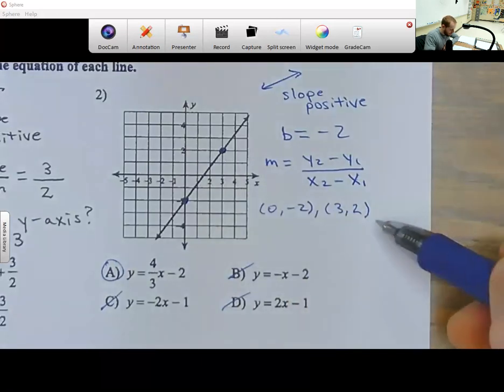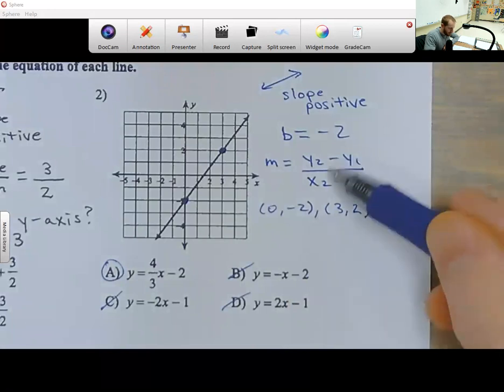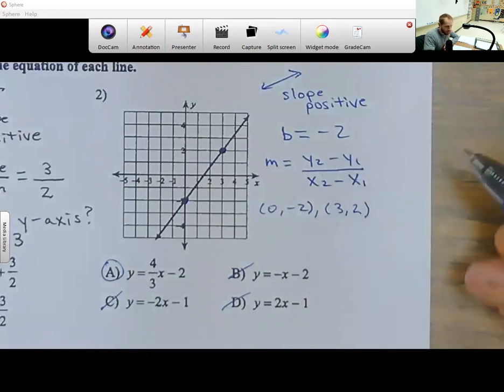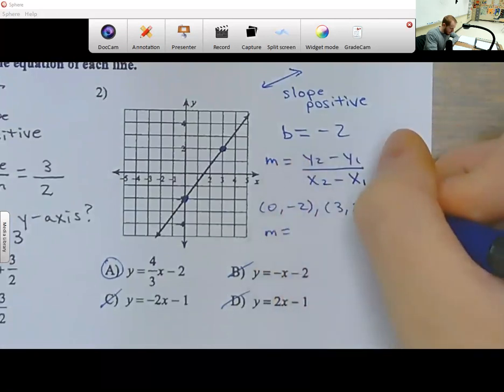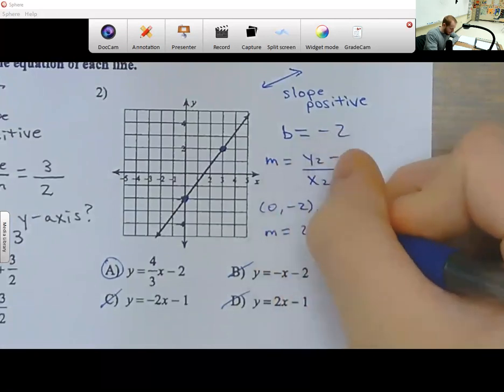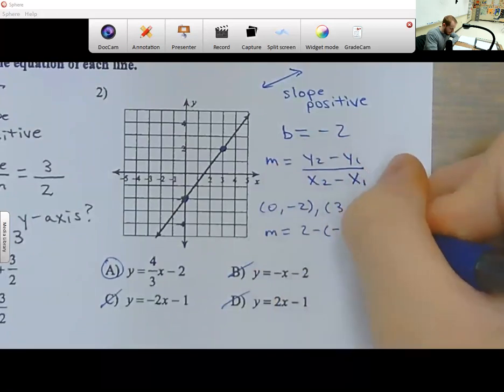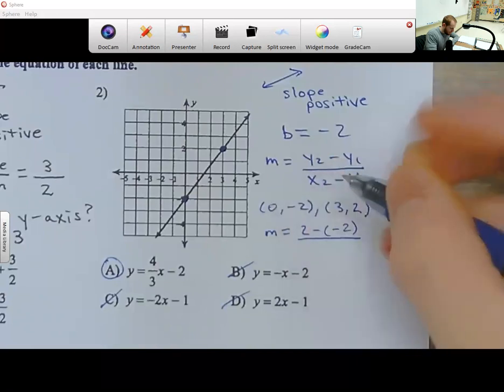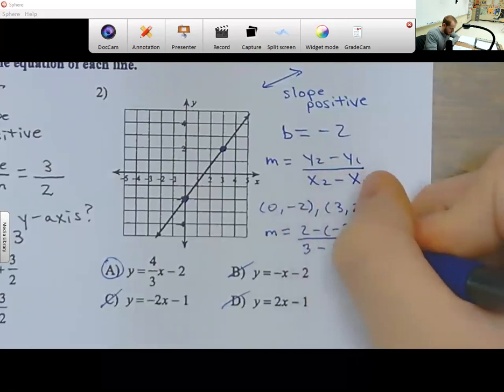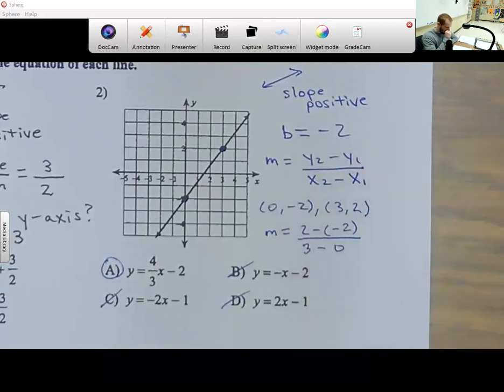So we're going to use these 4 numbers. We're going to plug them into this formula and see what we get. So the m is going to be 2 minus -2 on top. And then the x coordinates are going to be 3 minus 0.